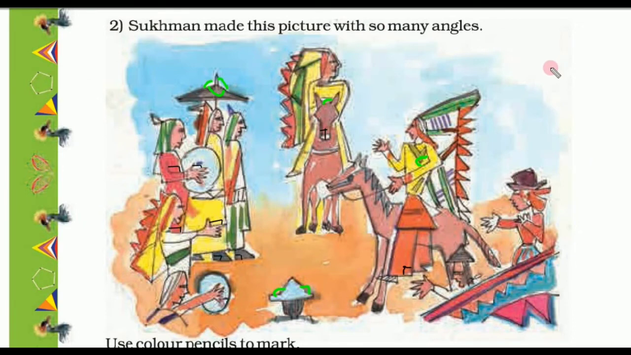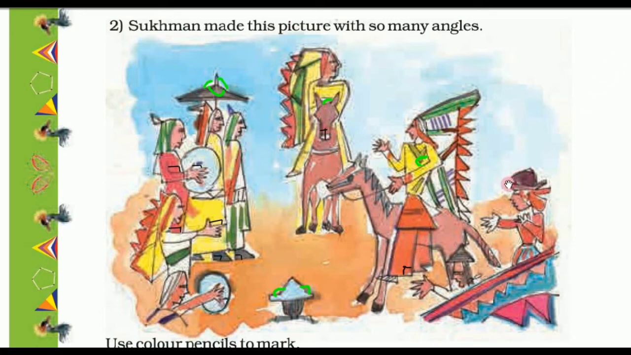Let's find out more than a right angle and mark it with green pencil. So this is more than a right angle. This is also more than a right angle. These both are, so mark them with green color. Here is also, it is more than a right angle, so mark it with green color. Here also mark with green color, it is also more than a right angle. So these all are more than a right angle. And if you find others, you can also mark them with green color.